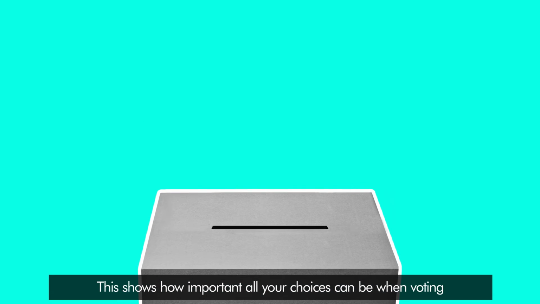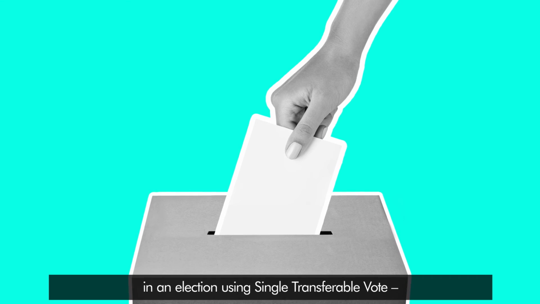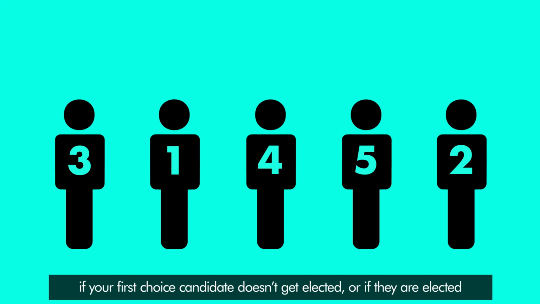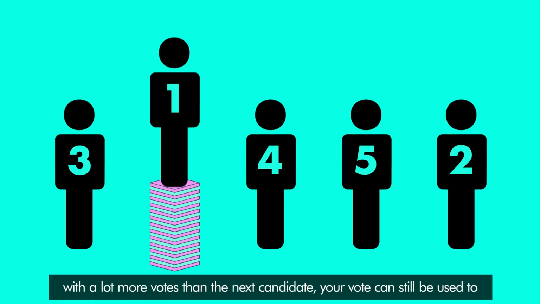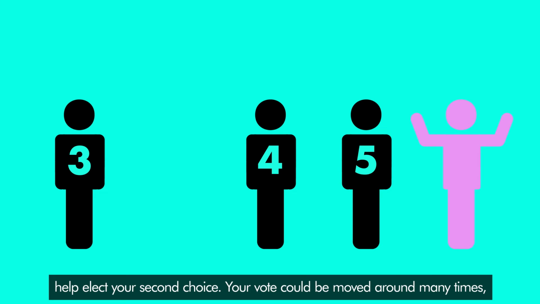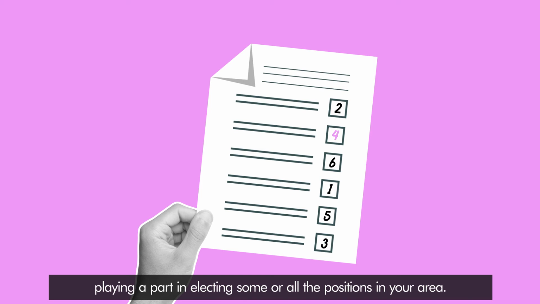This shows how important all your choices can be when voting in an election using single transferable vote. If your first choice candidate doesn't get elected, or if they are elected with a lot more votes than the next candidate, your vote can still be used to help elect your second choice. Your vote could be moved around many times, playing a part in electing some or all the positions in your area.